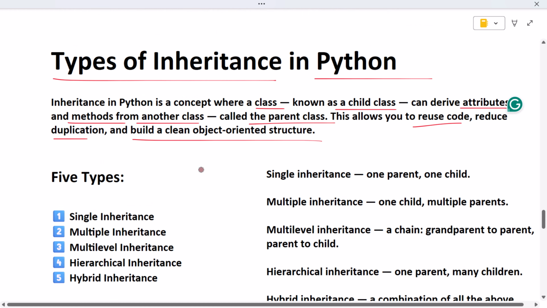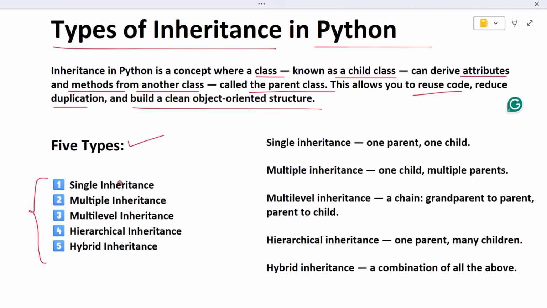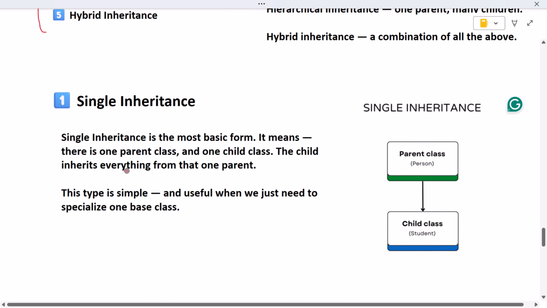There are 5 main types of inheritance in Python. We'll go through each one with a clear definition and then a detailed explanation based on the diagram. Let's begin. First, single inheritance.